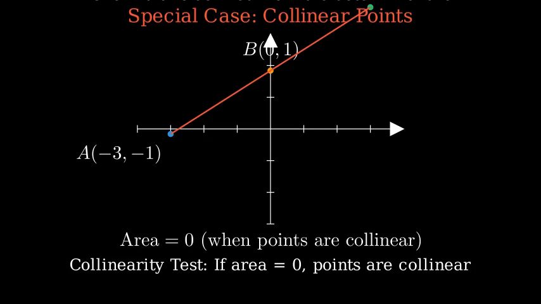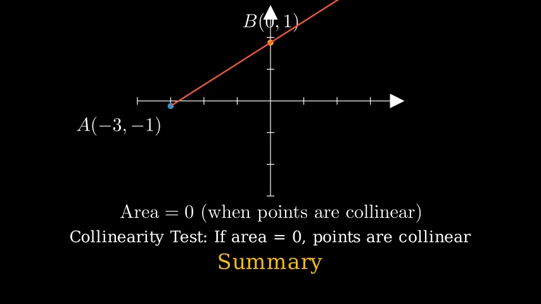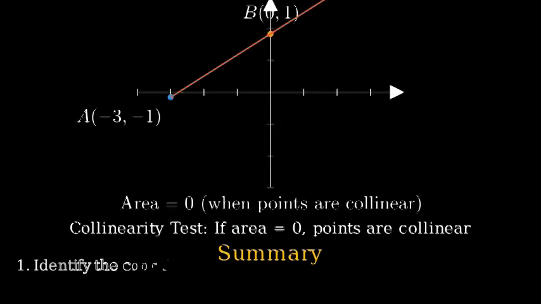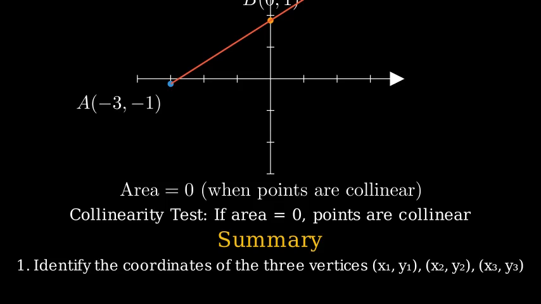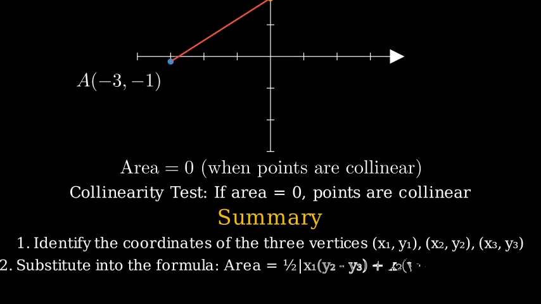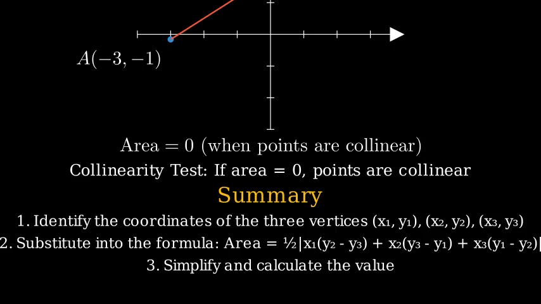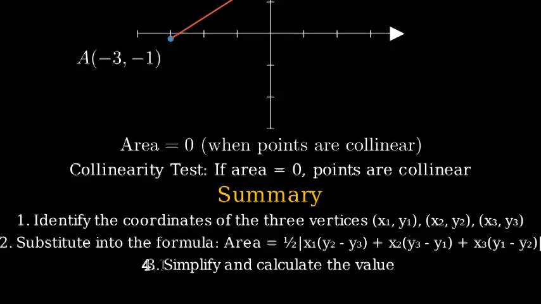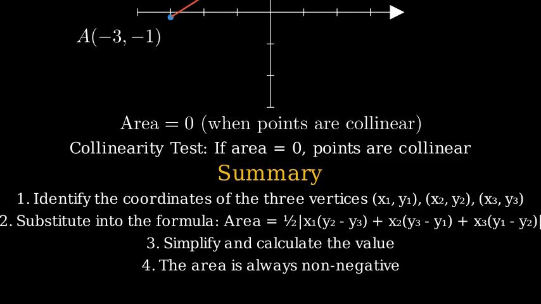Let's summarize what we learned today. To find the area of a triangle using coordinates, first, identify the coordinates of the 3 vertices. Then, substitute these coordinates into the formula. Finally, simplify and take the absolute value to get the area. Remember, the area is always non-negative.